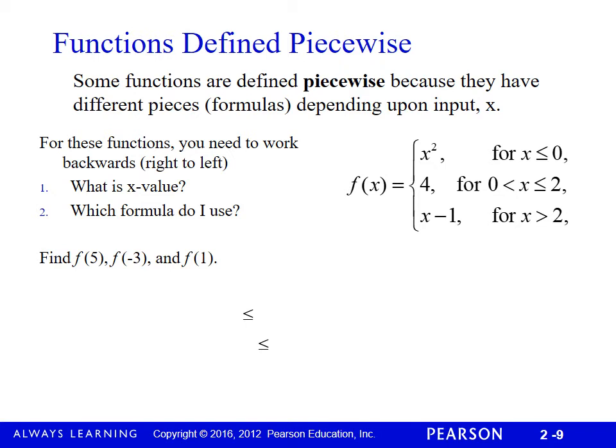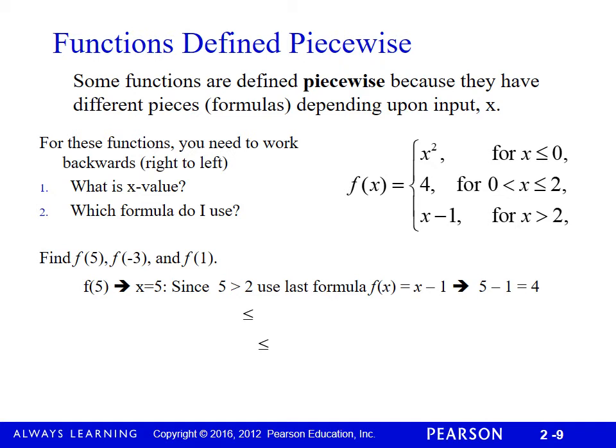So for f of 5, remember this is f of x, so x equals 5. 5 is not less than or equal to 0. It's not between 0 and 2. It is above 2, so I'm going to use this formula, x minus 1, or 5 minus 1. Since 5 is greater than 2, we use the last formula, f of x equals x minus 1. So f of 5 is 5 minus 1 equals 4.